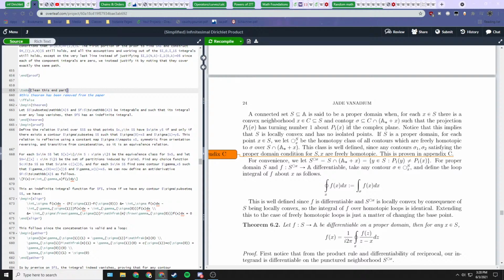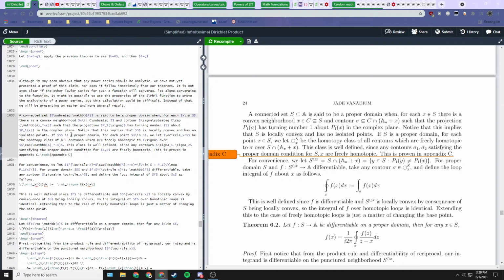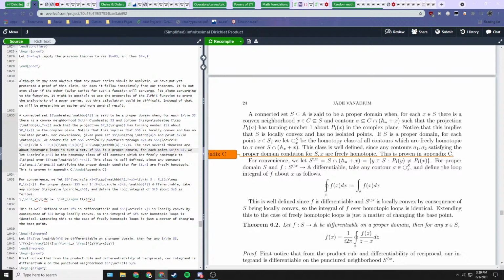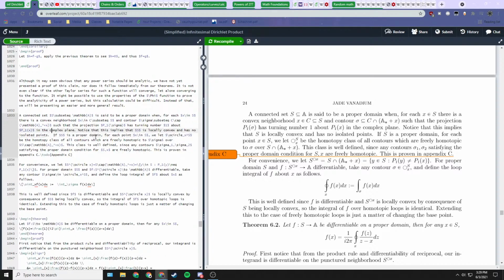If S is a proper domain, for each point x in S, we let this circle x to S be the homotopy class of all contours which are freely homotopic to sigma over this. This should be actually, let's do, give it some S subset to, let's put that up here.